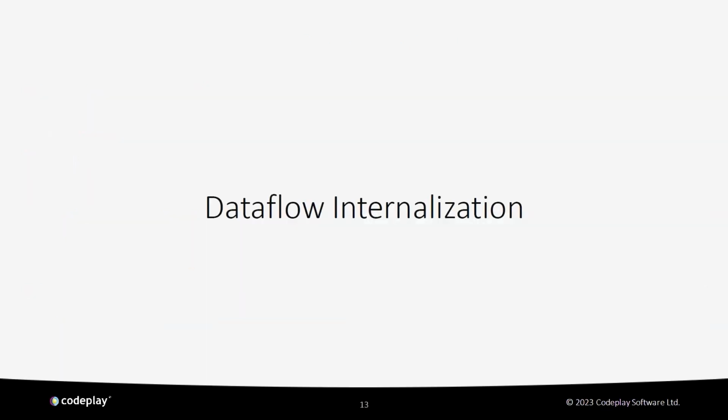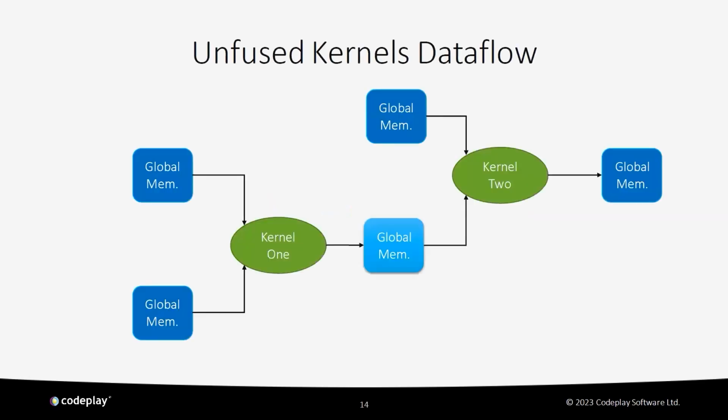But okay, I'm talking a lot about just reducing the overhead, but is it worth it? Is it worth all of this work, implementing a new API just to reduce overhead a bit when we already have SYCL graphs? That's where the other optimizations that we are performing come into play. For instance, data flow internalization.